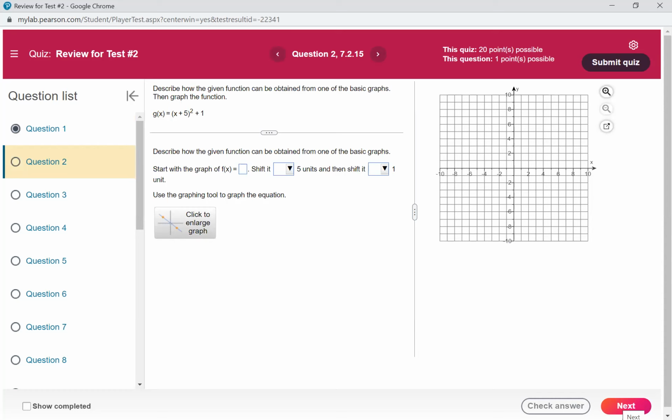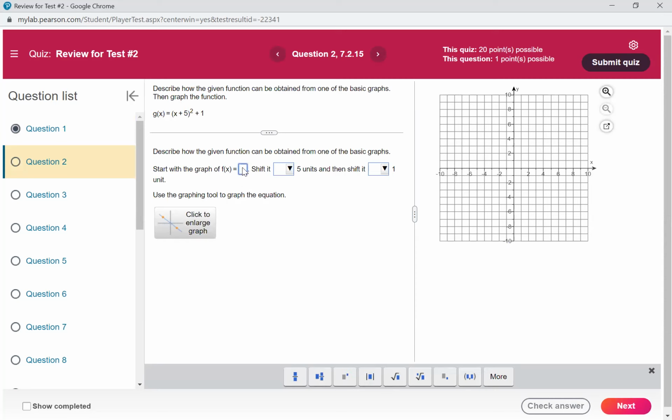All right, number 2 deals with the translations. So they want to describe how the given function can be obtained from one of the basic graphs. So we're going to start with the graph of f of x equals blank. So since this graph has an exponent of 2 following the parentheses, the basic graph would be the x squared graph. And y'all, everybody will have an x squared graph on this one.